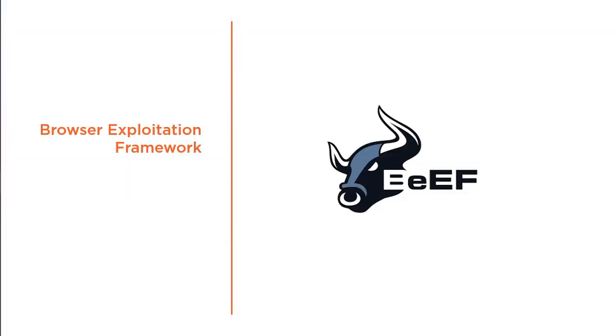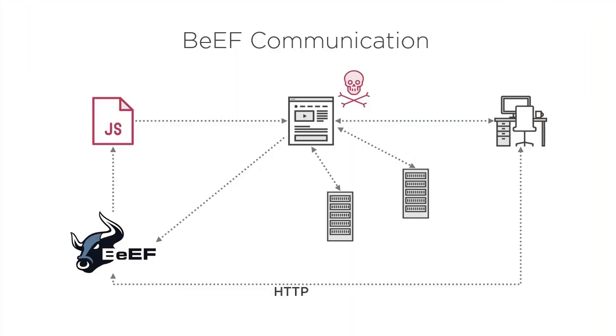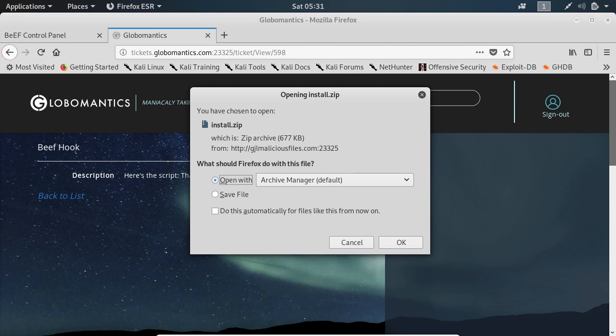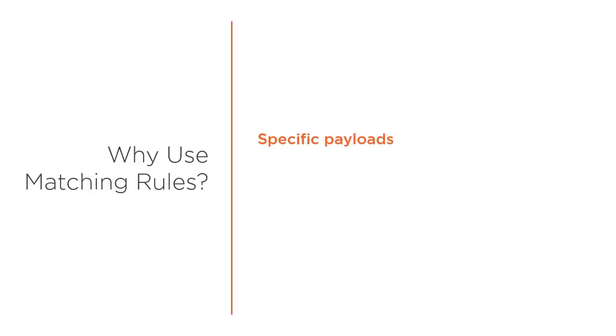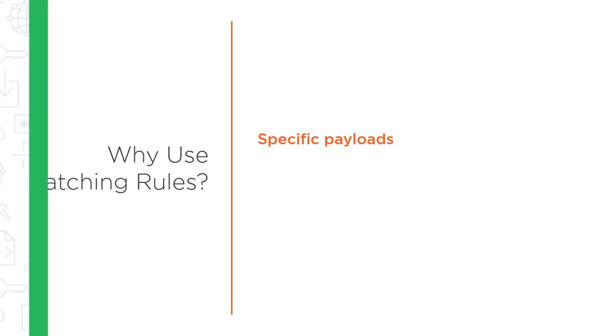BeEF is a penetration testing tool that contains over 200 ready-made commands that can be run against browsers connected to a vulnerable website. Available commands range from simple social engineering attacks to scanning client networks and even executing code on a client machine. In this course, we're going to look at when and how to use BeEF against a website which contains a cross-site scripting vulnerability.